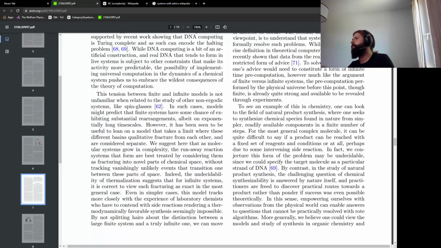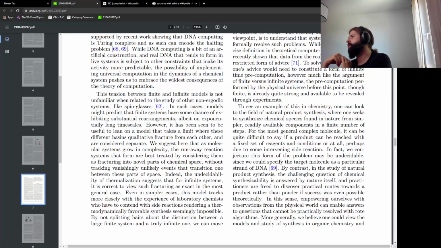Example of chemistry, the field of natural product synthesis. One seeks to synthesize chemical species found in nature from simpler, readily available components in a finite number of steps. That's the problem: I have a set of simpler chemical species, and I want to make sure whether I can synthesize a target species in a finite amount of steps.